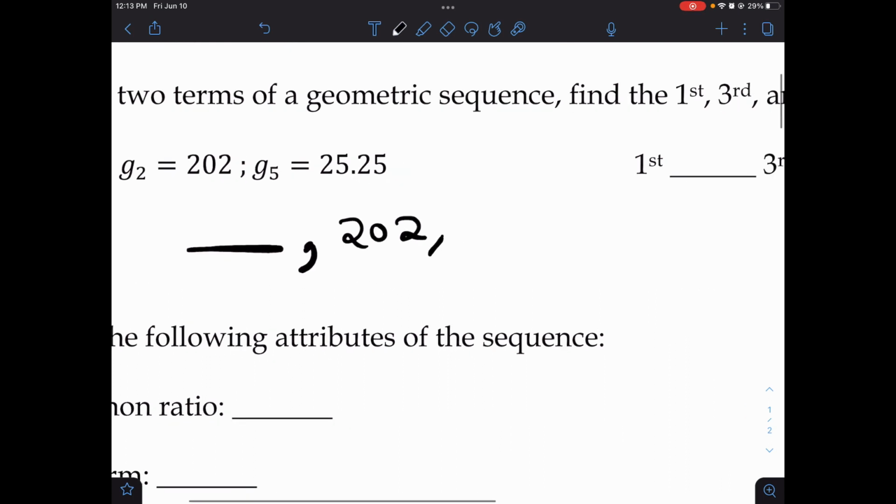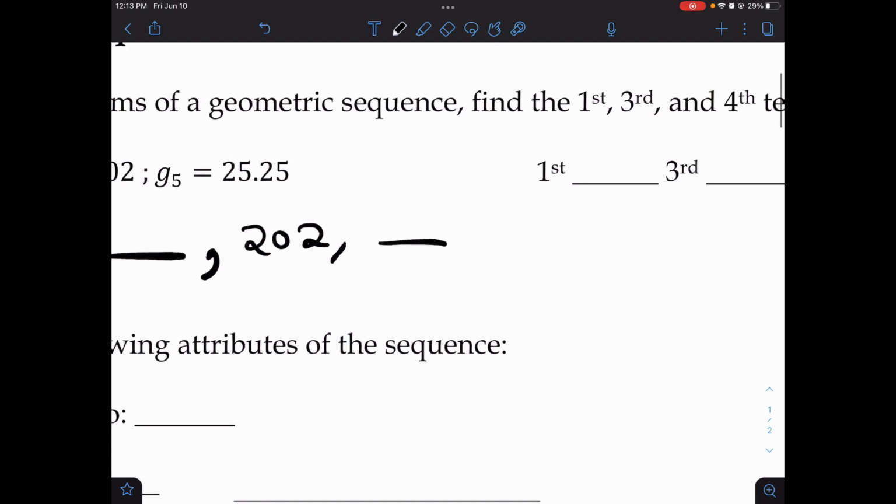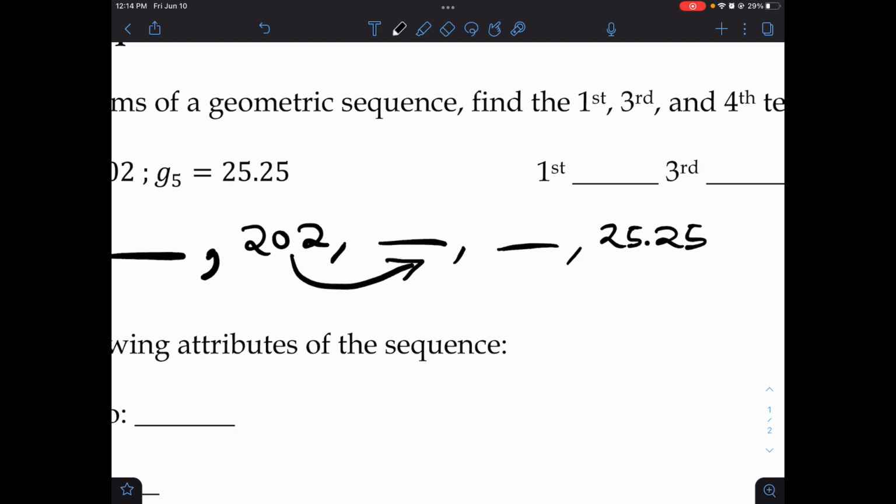Our third term, we do not know. Fourth term, we do not know. And our fifth term is 25.25. Now let's see how many times we have to multiply to get 25.25. So one time, two times, and three times.